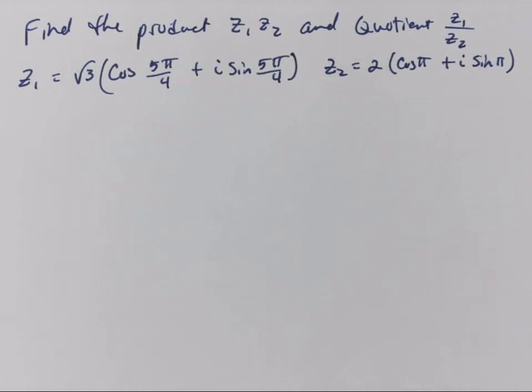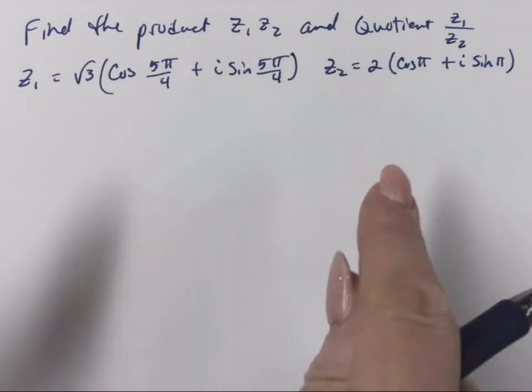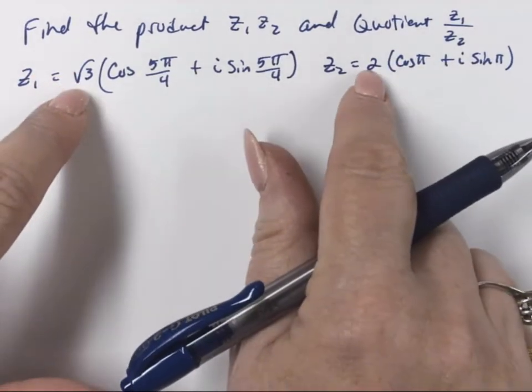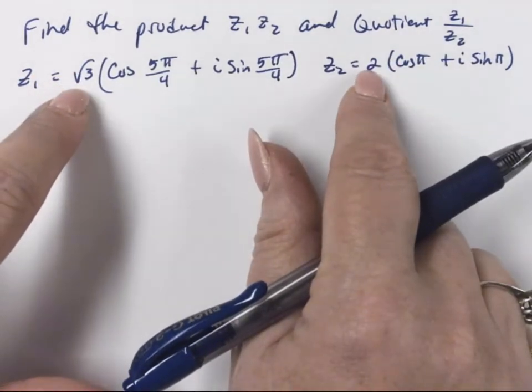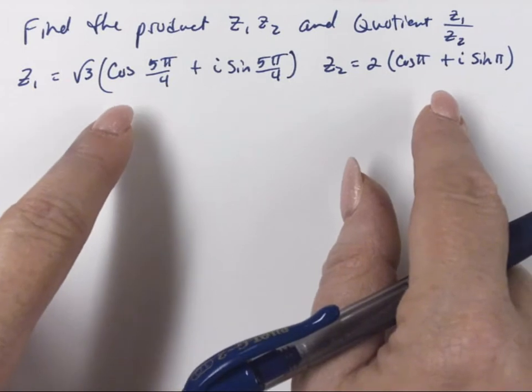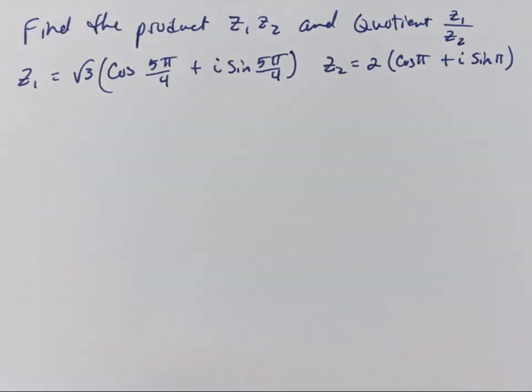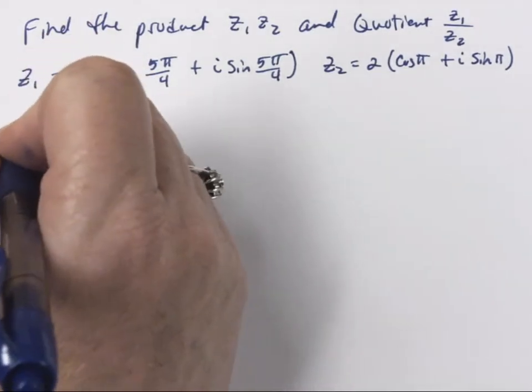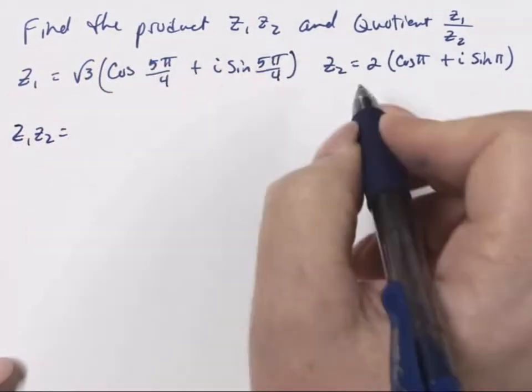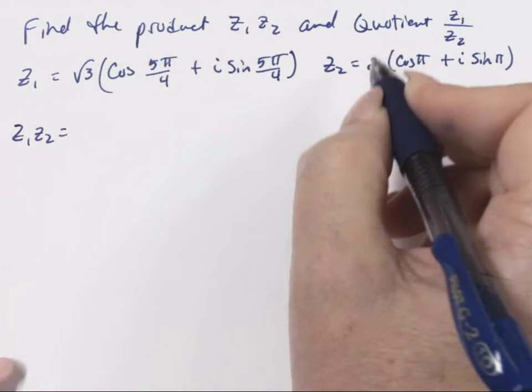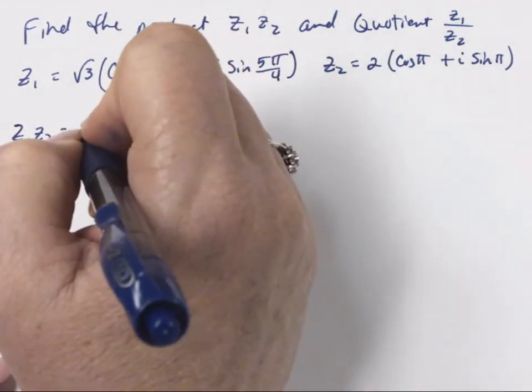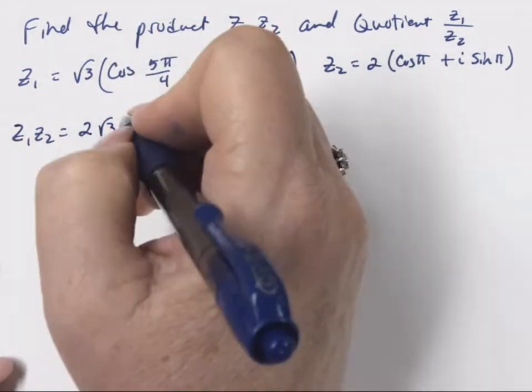Okay, so on this we are finding the product z1 times z2 and the quotient z1 divided by z2. So basically what happens with the product, you're multiplying the outside parts, and when you're multiplying, the angles you're adding them together. So we're going to have z1 times z2 will be square root of 3 times 2, which we can just write as 2 times the square root of 3.